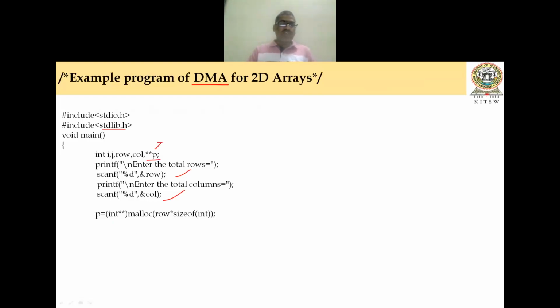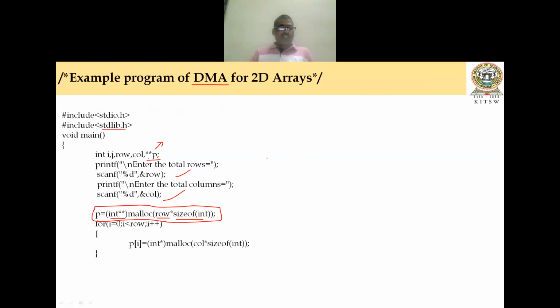So now p is a two-dimensional pointer. Now we are allocating the memory. This is a very important step: p equals int double star malloc, row into size of int. So how many rows we entered here, and size of int is the size of the data type. So we are allocating the memory. Since p is a double pointer, we are typecasting to an integer double pointer.